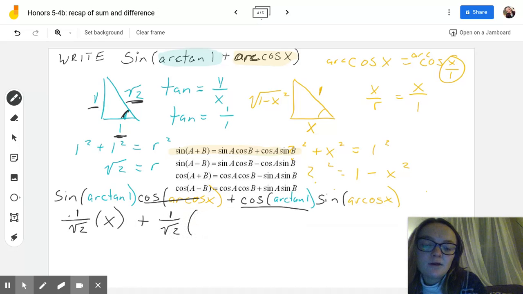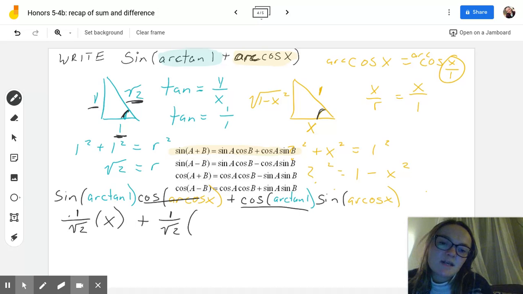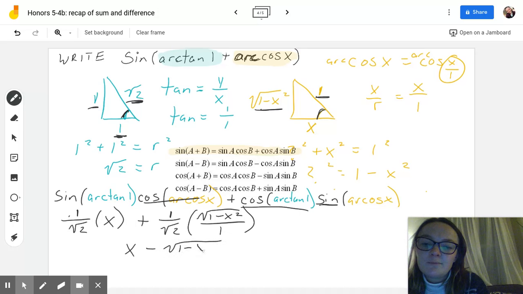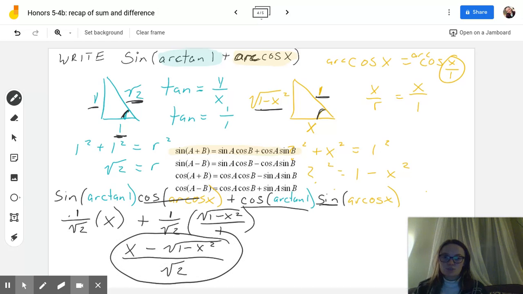And sine of the arc cosine of x. That's the same thing as me saying, hey, what is the sine of the yellow triangle? All right, well, sine of arc cosine of x, that's going to be a sine value. So sine is equal to opposite over hypotenuse. So that's going to be the square root of 1 minus x squared over 1. So if I simplify this, I get x minus the square root of 1 minus x squared all over a common denominator of radical 2. And that right there is the solution.